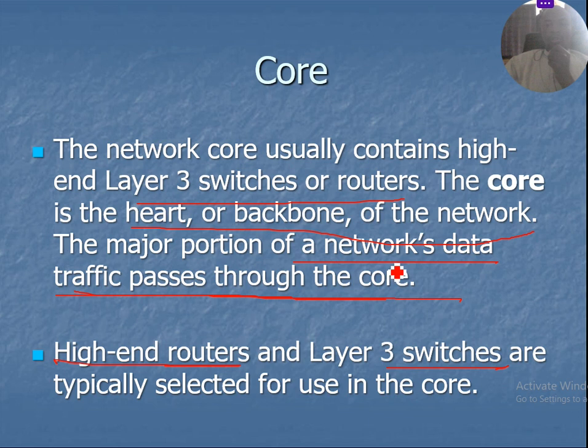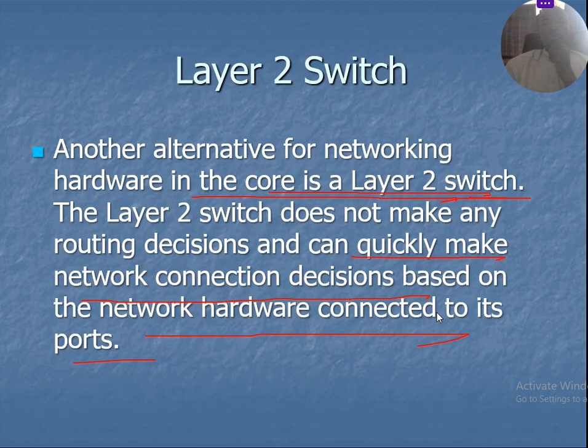Okay, a major portion of the network's data traffic passes through the core. That's why we say it's the backbone. The high-end routers and layer 3 switches are typical networking devices that are used in the core segment of this three-tiered architecture. Now let's move on quickly.